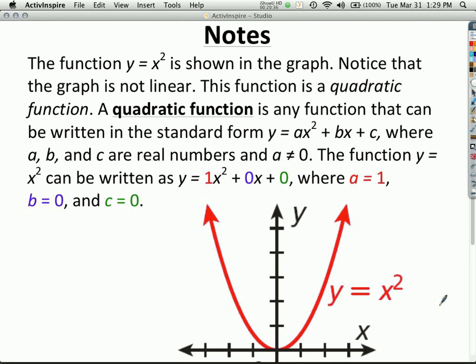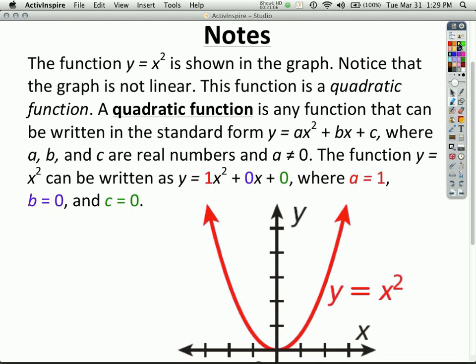So, we have 3 major goals today. 1, we want to be able to identify a quadratic function by a few different methods. 2, and here's the big one, we're going to learn how to graph a quadratic function. And the third is, how can you tell whether the graph of the quadratic is going to open up or open down? Okay? So, what you see here is the first graph that you're seeing of a quadratic.